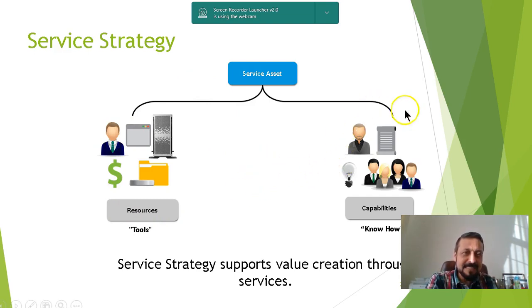And on the right-hand side is what's called capabilities. Capabilities is really know-how. So it's the people, and the documentation that those people prepare, that help you come up with a service, or design a service, or deliver a service. So remember the term service asset. Service asset is a collection of your resources and your capabilities. Service strategy supports value creation through services.